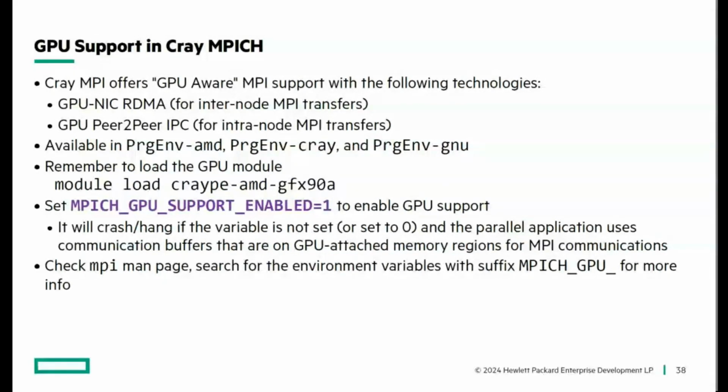You need to have loaded the relevant GPU architecture module, and you have to set the environment variable MPICH_GPU_SUPPORT_ENABLED to 1 to turn this on. If you turn this on, you're essentially saying that your variables can be GPU variables. You need to be sure you've done that, because if you haven't set this and you try to use GPU buffers, then you will just get a crash at runtime. And in the MPI man page, if you look at MPI_GPU, you'll see a description of this environment variable.